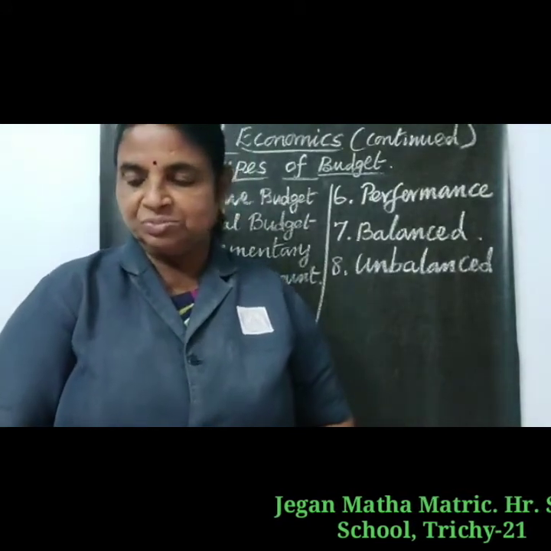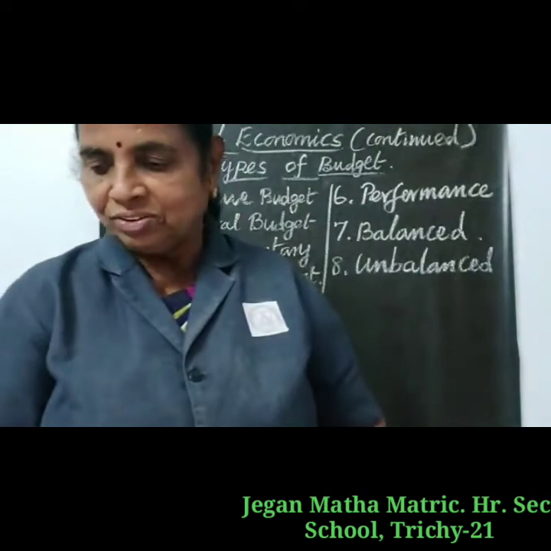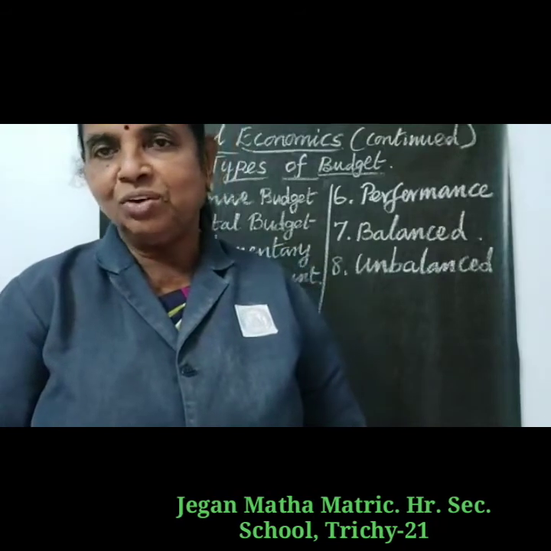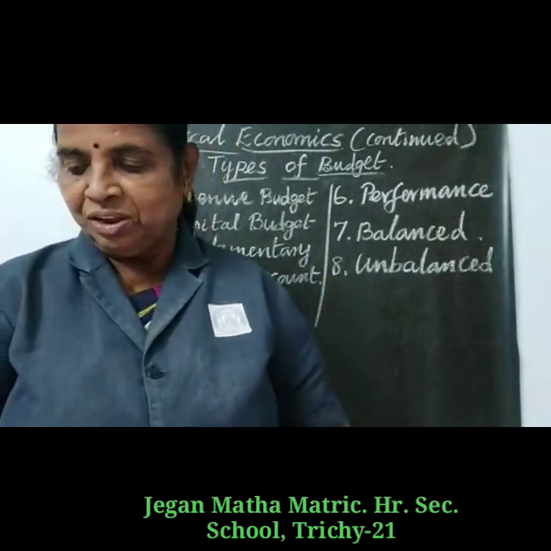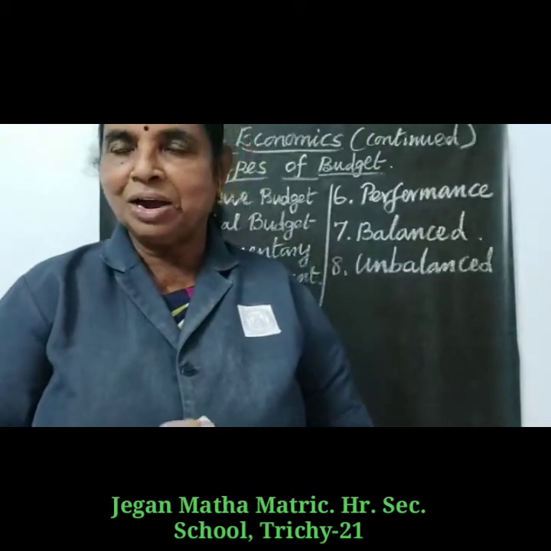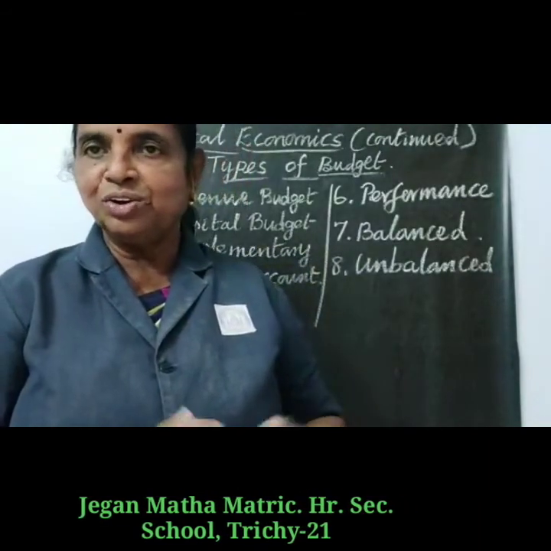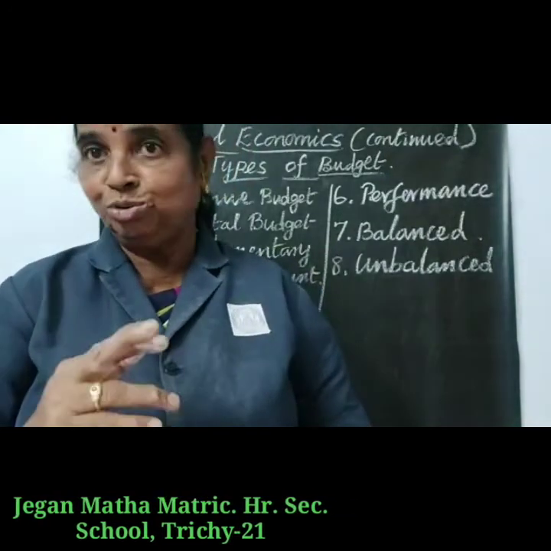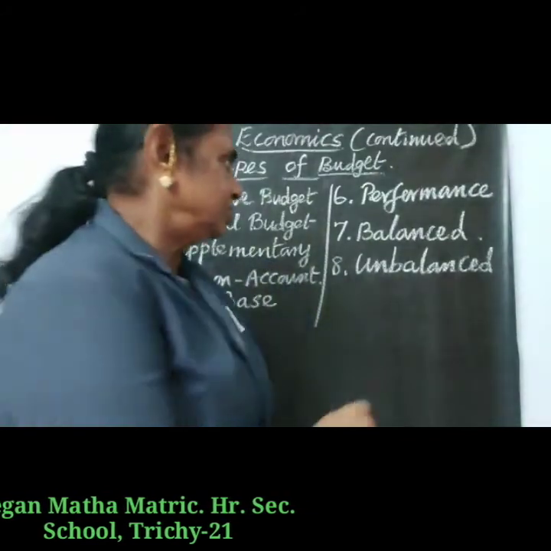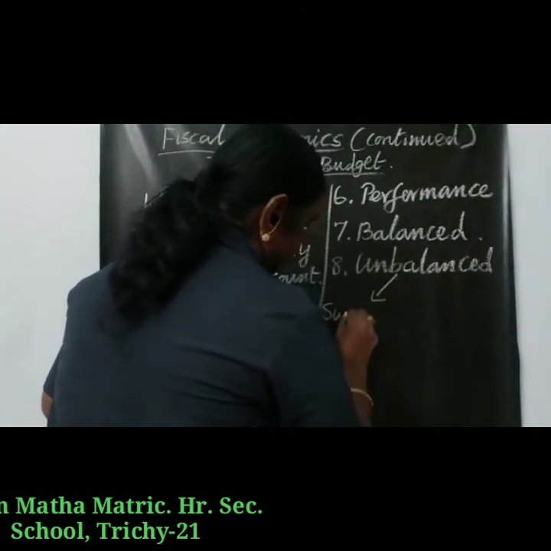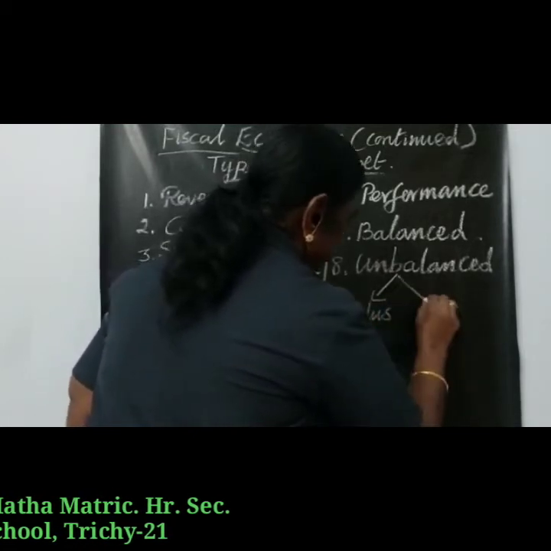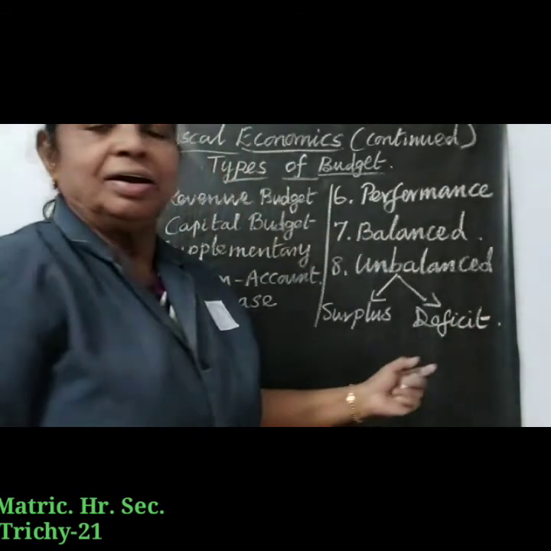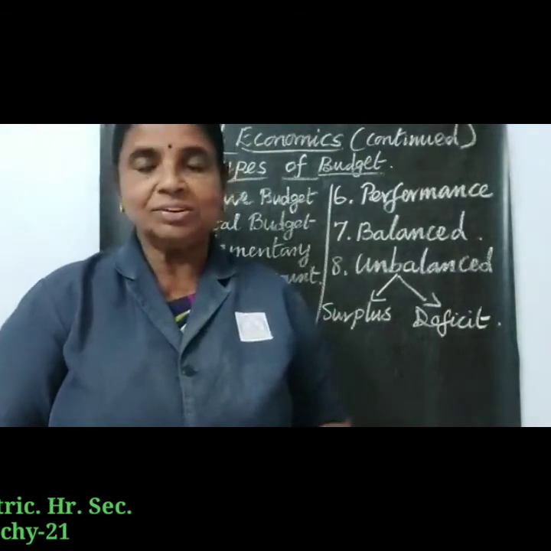The budget in which revenue and expenditure are not equal to each other is known as unbalanced budget. Under unbalanced budget, there are two types. One is surplus budget, and another is deficit. So, surplus budget and deficit budget.